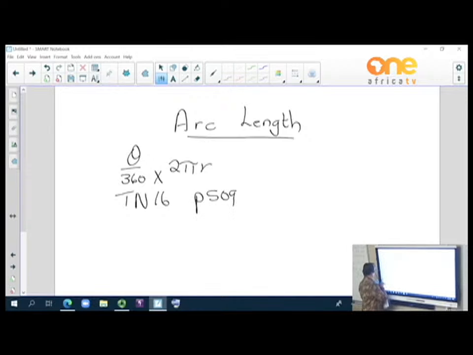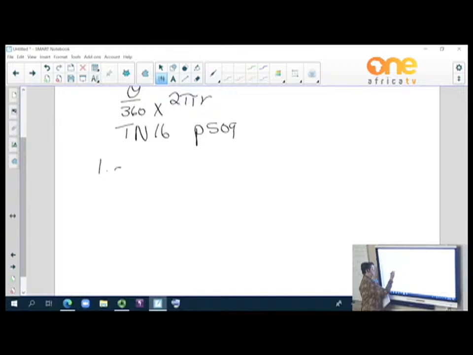We're starting with Try Now 16 on page 509. In the first place, you have that table. Copy and complete the following table for arcs of circles. This time you had to find the angle, but we are using that same formula. So the first one will be theta over 360, this is what you want to find, times 2 pi, the radius is 3, and the arc length is 10.